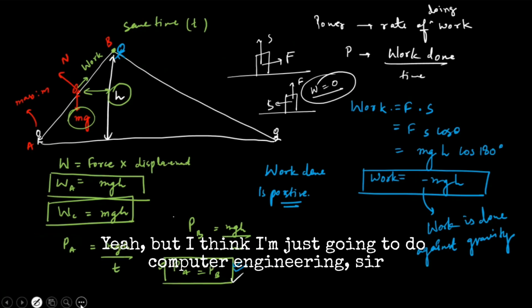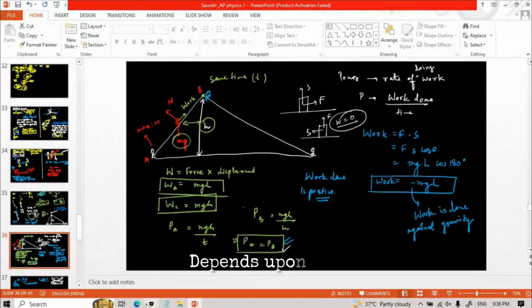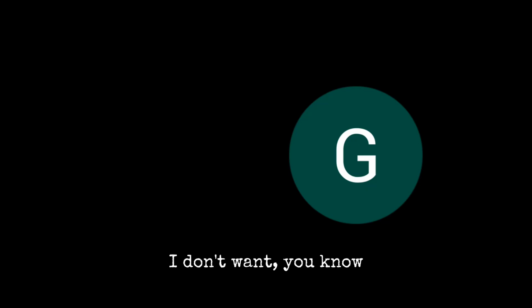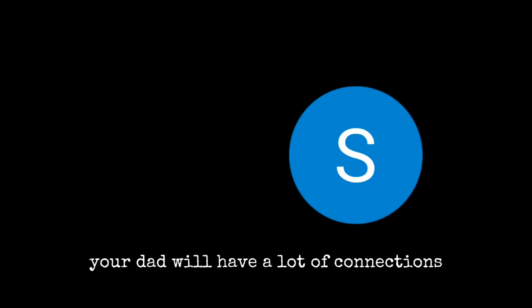Yeah, but I think I'm just going to do computer engineering, sir. Let's see, it depends upon you. I want money, sir. I know, that's why I'm saying biotechnological engineering. Perhaps, sir. Your dad will have a lot of connections, and it's going to be super easy for you to build an empire. But in IT, it is going to be a little difficult.